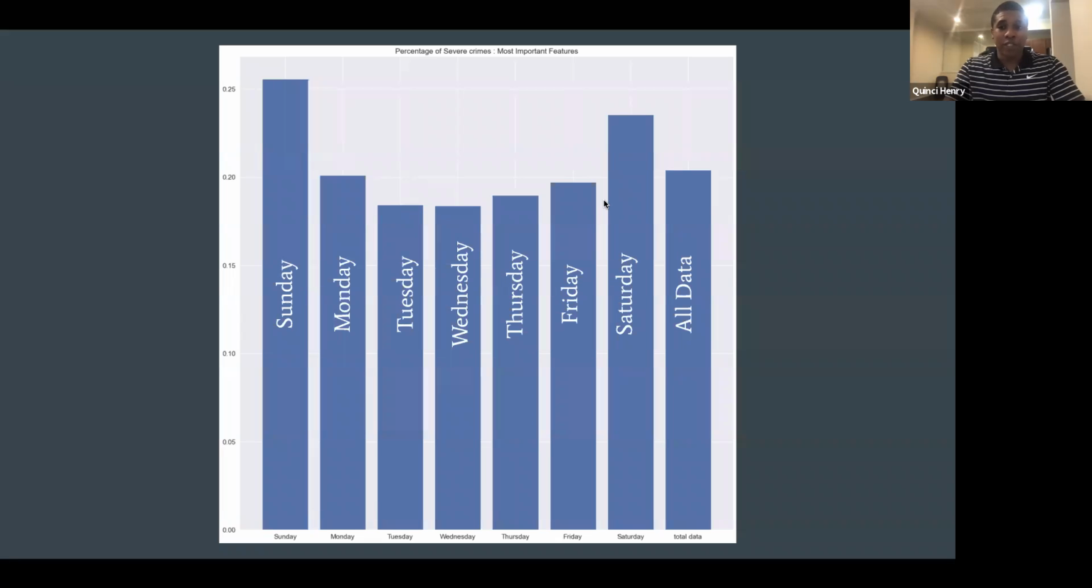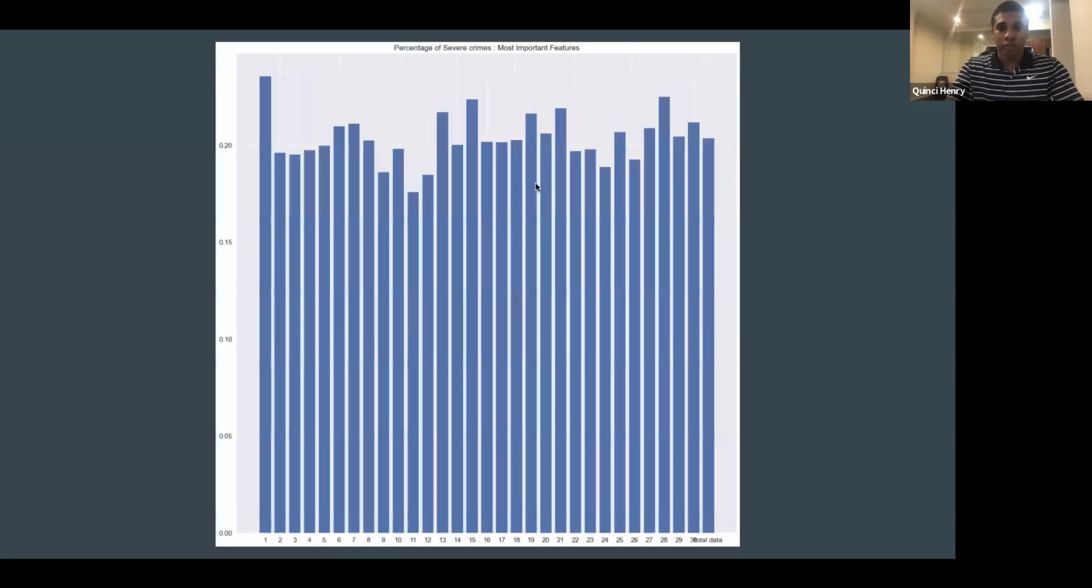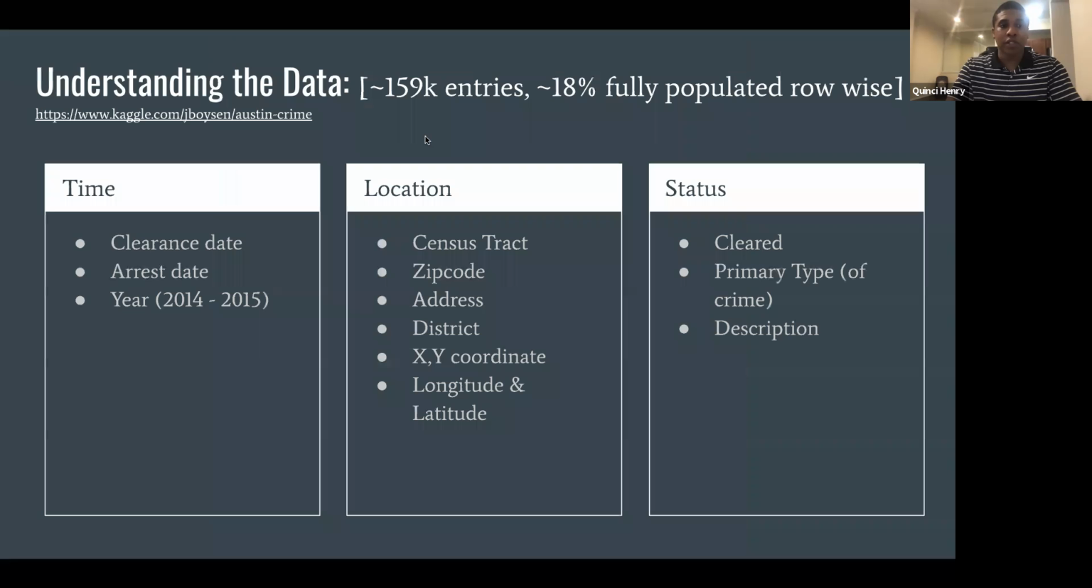We have the days of the week here. Sunday and Saturday, known as the weekend, were the times when people did commit the most severe crimes, unfortunately. And it was by quite the margin relative to all data and the lows of the data. This is by day of the week. It goes in a fluctuating pattern, but the biggest one is the first.